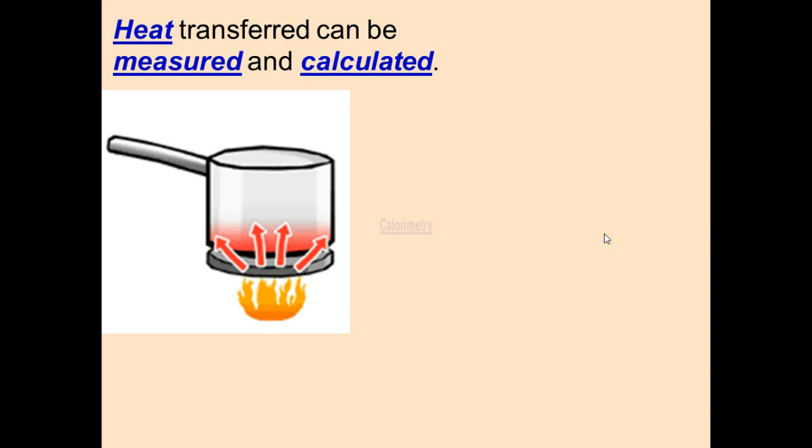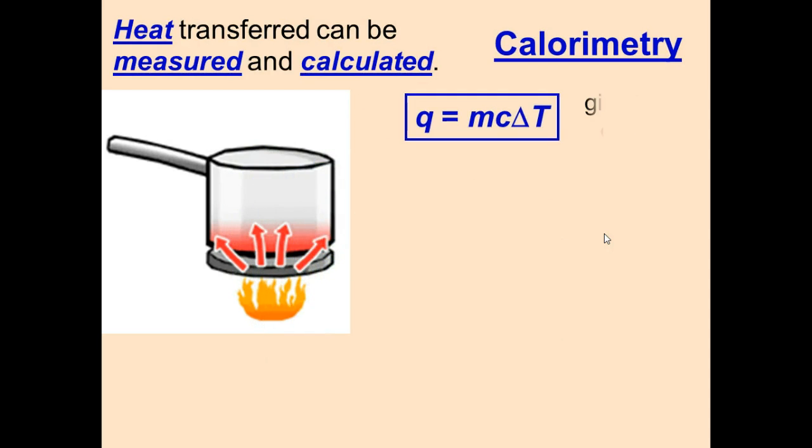Here we're going to use a formula for calorimetry, or the measure of heat transferred. The formula is Q equals mcΔT. Delta just means difference. This is going to be given on the exam, so no need to remember it, but if you ever need to remember it, think of Q equals mcΔT.